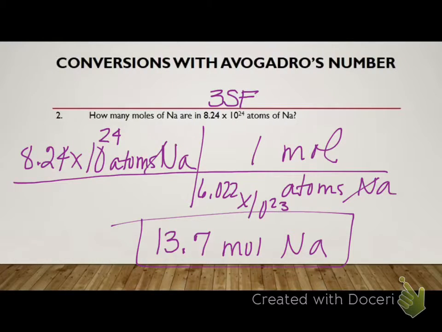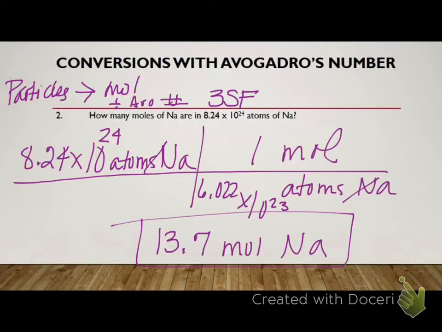So this time when I'm going atoms, or you can say particles, let's change that to particles, because it could be molecules, it could be other things, and sometimes when we just write atoms we get confused. So if I'm going particles to moles, I divide by Avogadro's number. Okay? So that's how you do those.